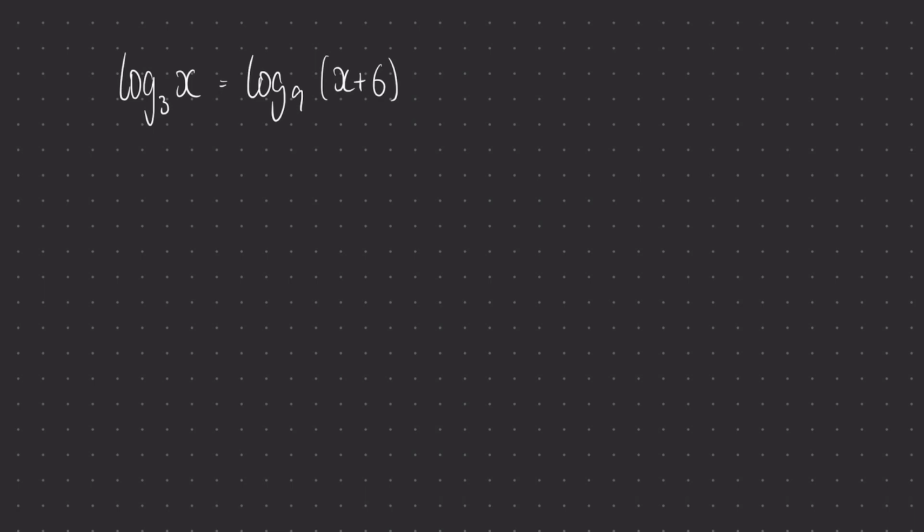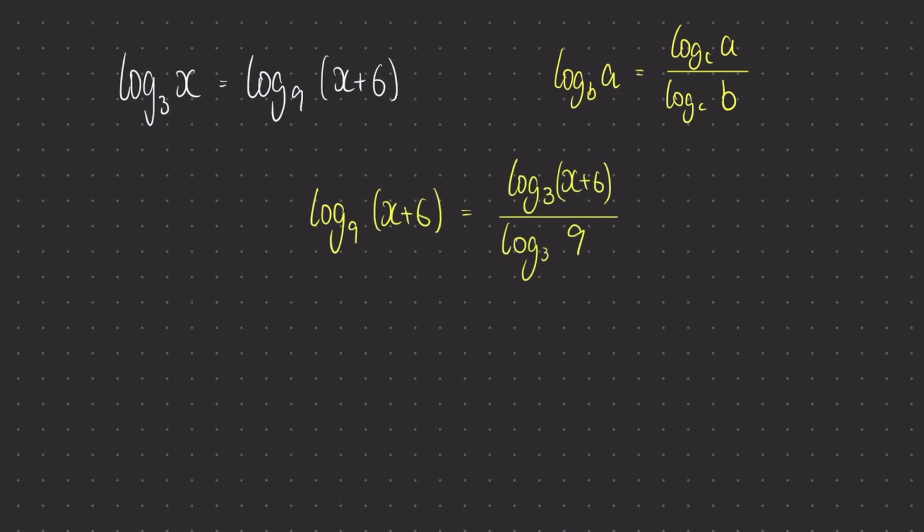Returning to my initial question, I can now change log to the base 9 of something into log to the base 3 of something. What I'm going to do then is apply this rule: log to the base b of a is equal to log to the base c of a divided by log to the base c of b. I can see that in this case b corresponds to 9, a corresponds to x plus 6, and the logarithm should be to the base of 3 in order to match the left-hand side of the question. So this is what I would get after replacing those constants a, b, and c with what is necessary from the question.